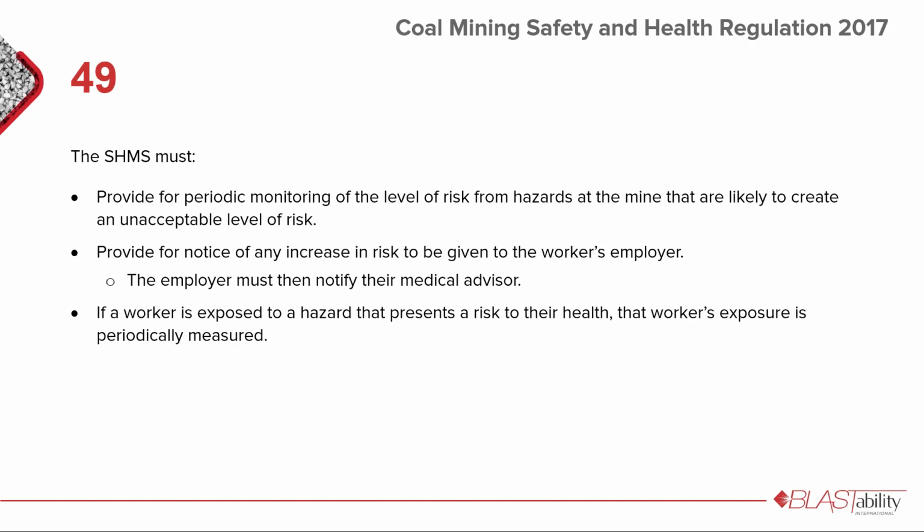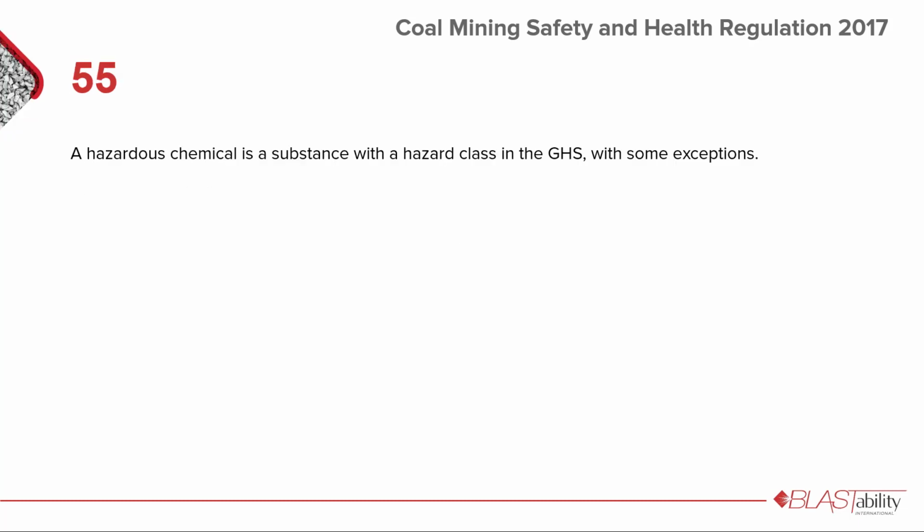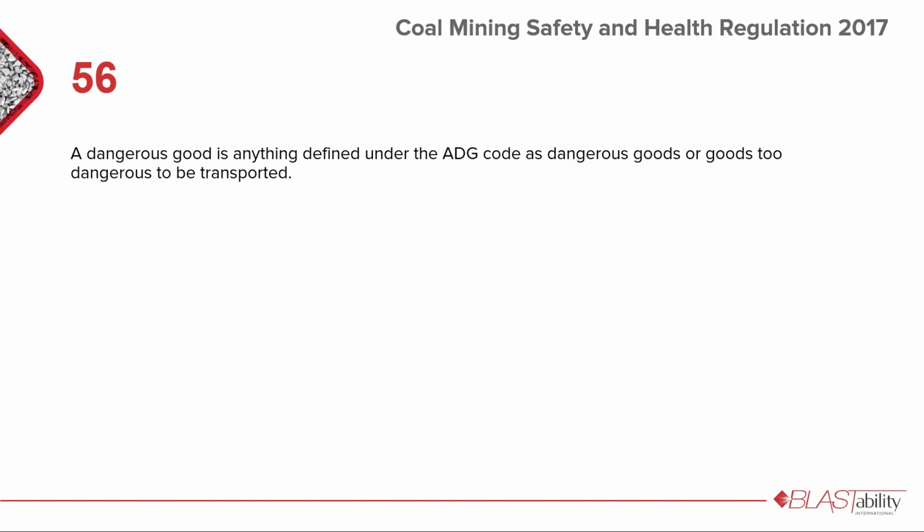49. The SHMS must provide for periodic monitoring of the level of risk from hazards at the mine that are likely to create an unacceptable level of risk. Provide for notice of any increase in risk to be given to the worker's employer. The employer must then notify their medical advisor. If a worker is exposed to a hazard that presents a risk to their health, that worker's exposure is periodically measured. 55. A hazardous chemical is a substance with a hazard class in the GHS, with some exceptions.